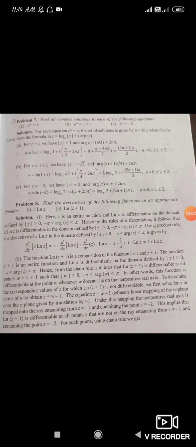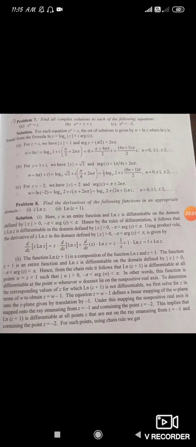Using the product rule, the derivative of z ln z in the domain would be given as d by dz of z ln z, which would be equal to z into d by dz of ln z plus ln z into d by dz of z, which would be equal to 1 plus ln z. And the second question is ln of z plus 1.